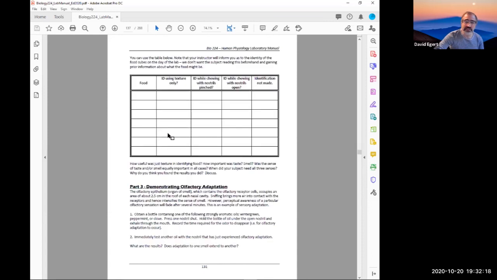Oh, and then finally, let's talk about this. It was kind of fun to see what kind of foods people tasted. It's kind of making me think in the future to mix things up in the in-person lab even.